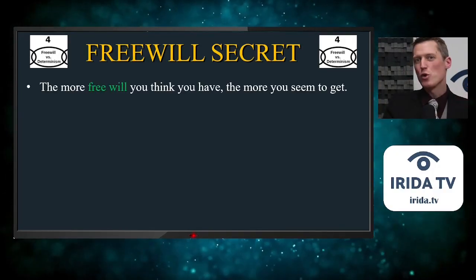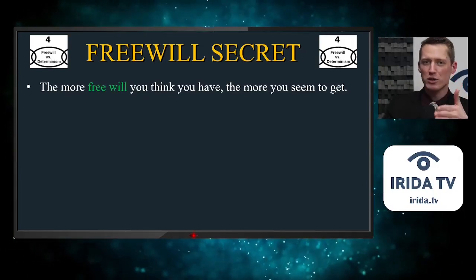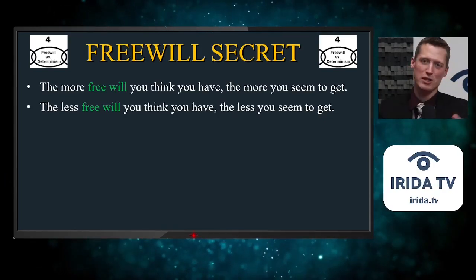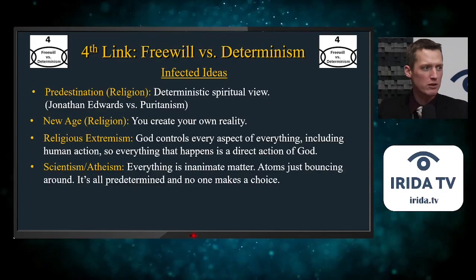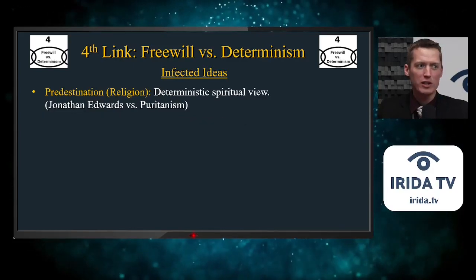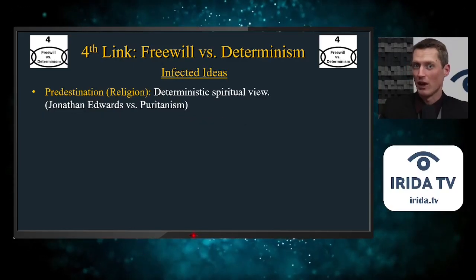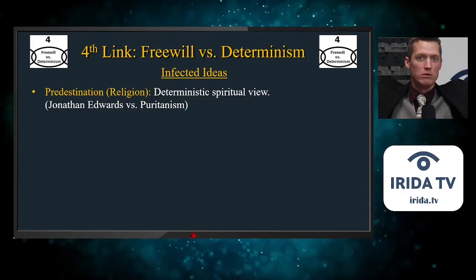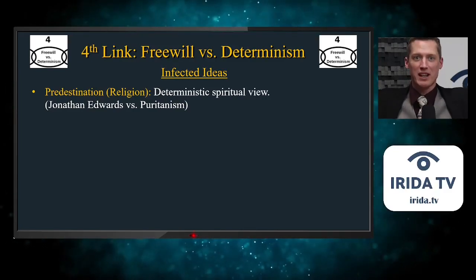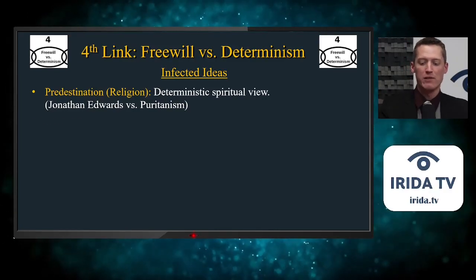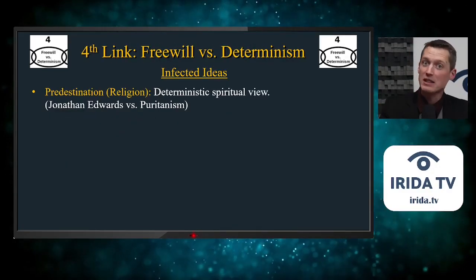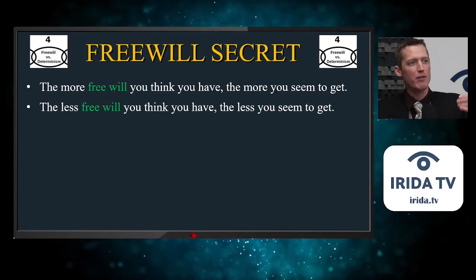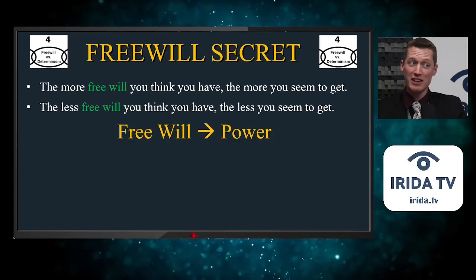The more free will you think you have, the more you seem to get. The less free will you think you have, the less you seem to get. Right? Going back to the Jonathan Edwards example, the less free will they thought they had, the less they got. I can't convert any natives because it's out of my control. Well, I guess you don't have that anymore because that's what you believe. You don't have that free will anymore because you believe that you don't have it. Whereas Jonathan Edwards believed he did have it, so then he could act on it. So the more you think you have, the more you seem to get. The less you think you have, the less you seem to get.